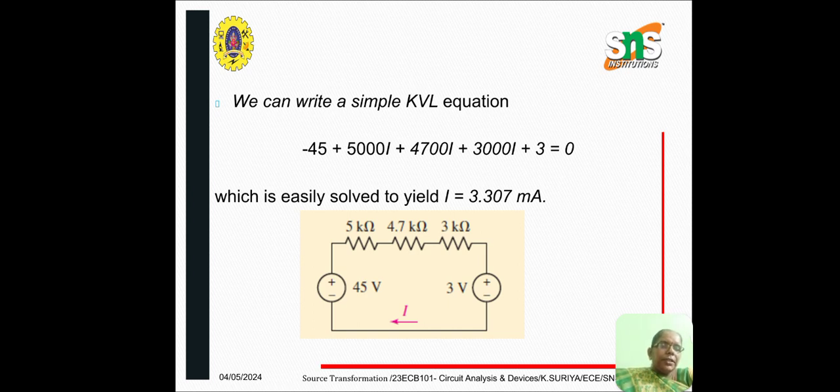Since the directions of the voltage sources are different when we consider the current flowing direction, here it is flowing from negative to positive and here it is flowing from positive to negative. So you will be subtracting, 45 minus 3. So you will be getting the current equal to 3.307 milliamps.